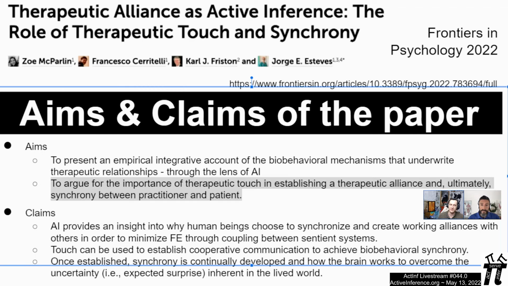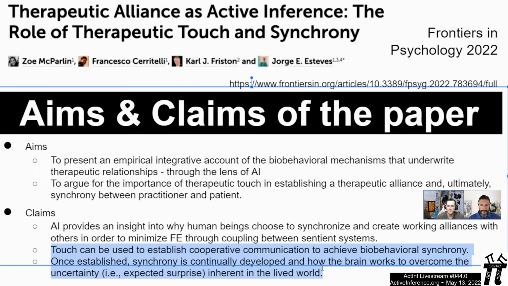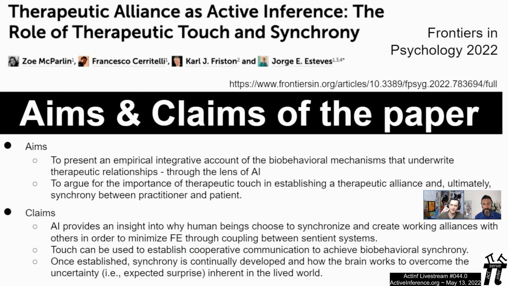Then some of the claims they make, which we'll go into a lot more in the paper, is that active inference provides insights into the why and the how of humans choosing to synchronize. They claim that touch is used to establish and also to continually develop synchrony in our lived world as social beings. Those are some of the threads that they reference a lot of papers on and explore in the paper. So, anything you thought about in the claims of the paper?